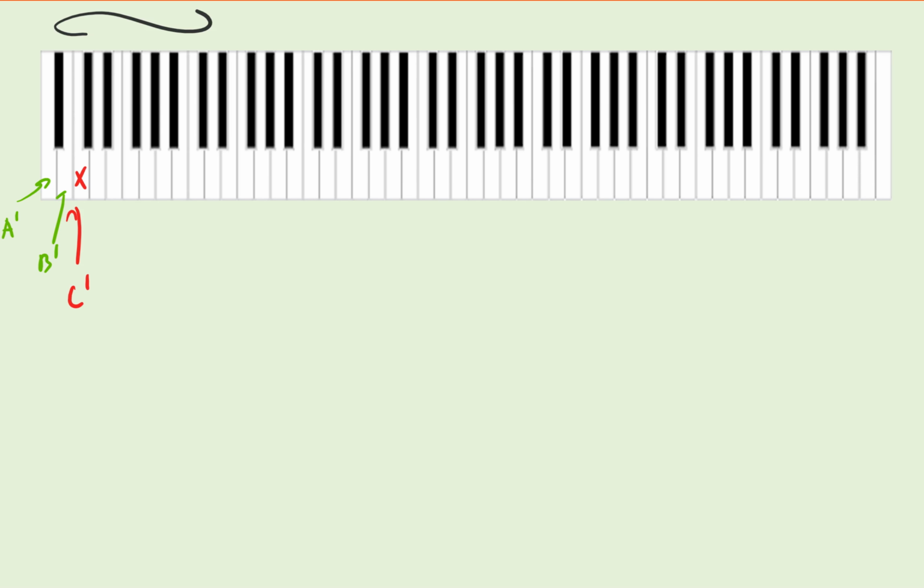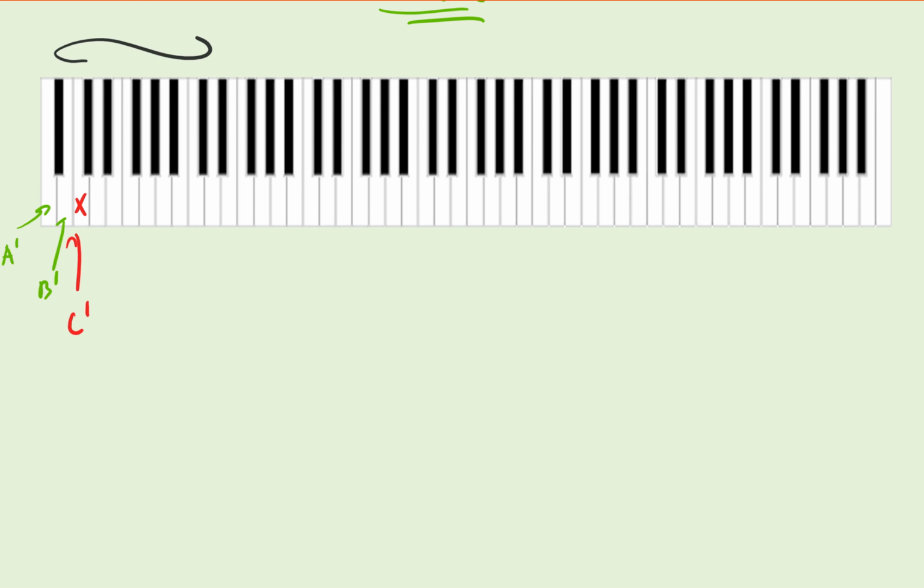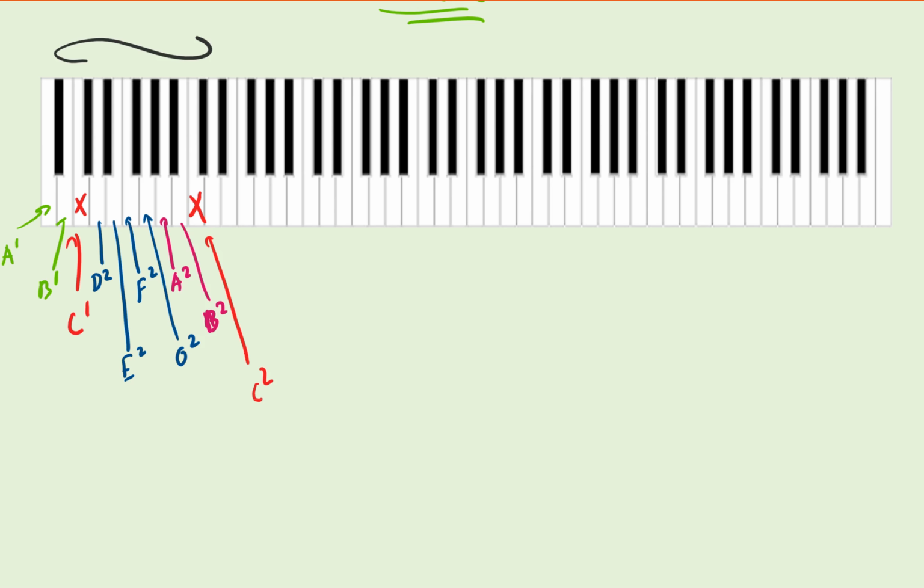Alright, so if that is C1, then what is to the right of it? This note here is going to be D2. Next to it is going to be E2. Then it's going to be F2. Then it's going to be G2. And then of course we cycle around. Next is going to be A2. Then it's going to be B2. And then finally, we've looped back around to the white key to the left of the black keys, which of course gives us C2.